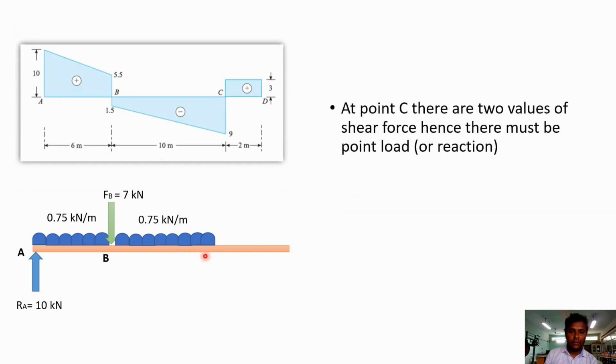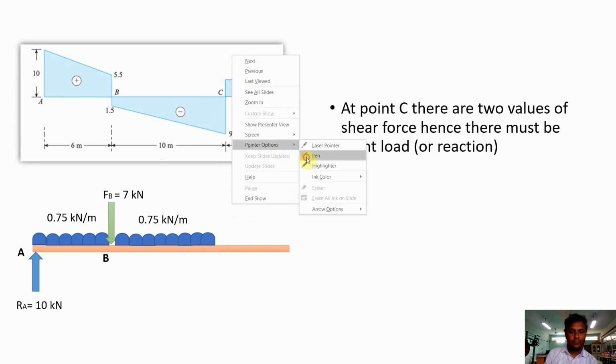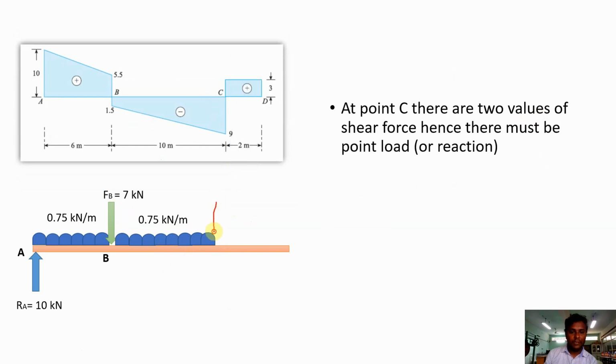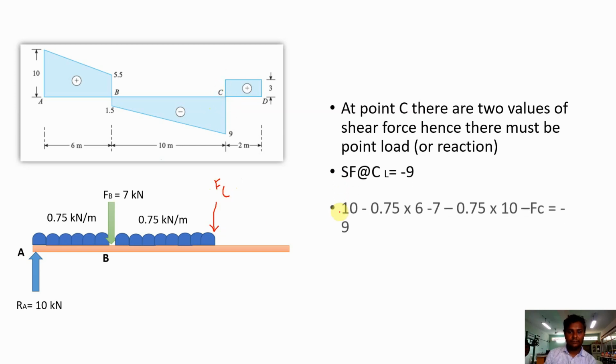Now finally, when we reach to point C, again at a point C there are two values of the shear forces. So at C again there must be a point load. So initially if we assume that there is a vertically downward load, we can say it as FC. Now to find this magnitude of FC, we can consider the value of the shear force at a point C, which is equal to minus 9 kilonewton.